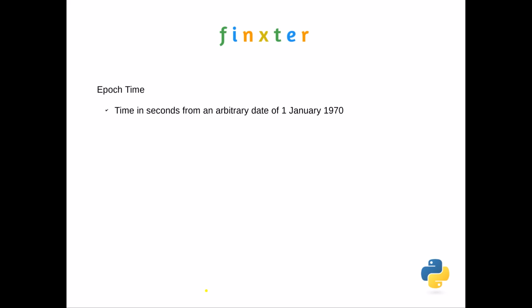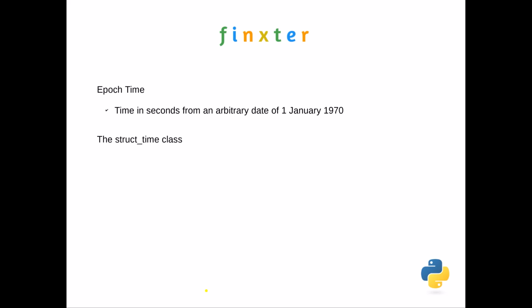So, epoch time. Epoch time is a time in seconds from an arbitrary date of 1st January 1970. So from the first second of the 1st of January 1970, epoch time started. And most computer systems use epoch time, and you'll see us returning epoch time very shortly in our coding, and it will just be a long number of seconds for today when I recorded this video, how many seconds since the 1st of January 1970.